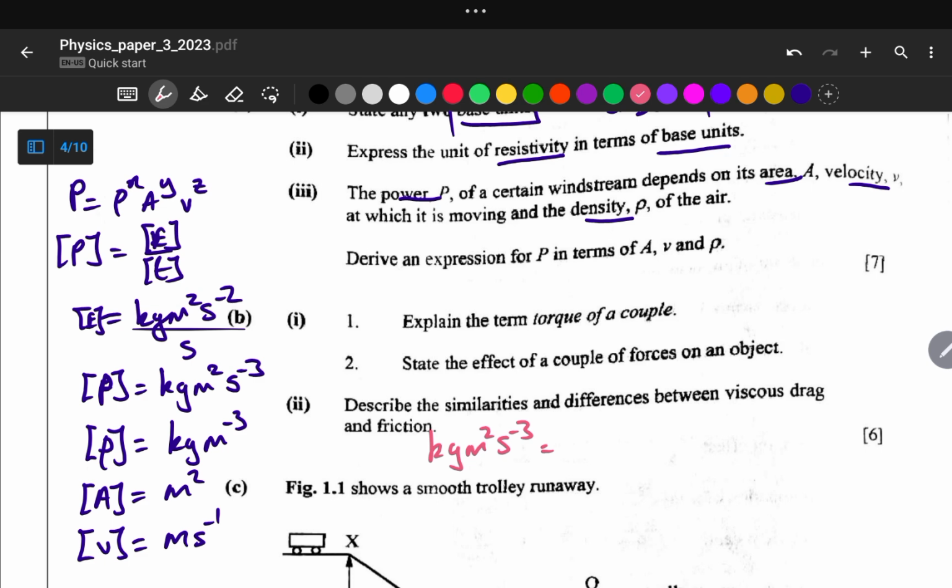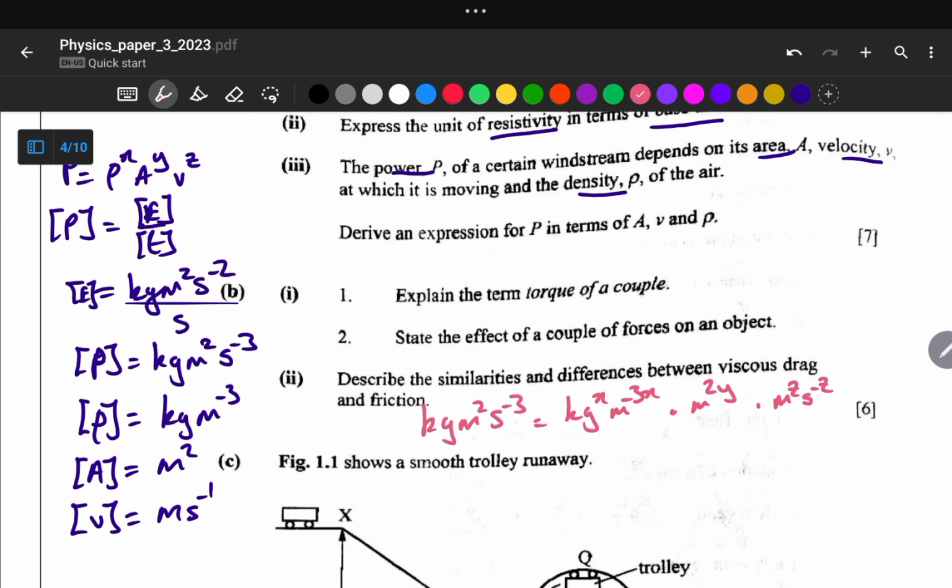density raised to the power x. So it's kg raised to the power x, meters raised to the power -3x, multiplied by the base units of A, so it's square meter, so it's m raised to the power 2y. The base units of V is meters raised to the power z, and second raised to the power -z. So we now equate the indices: kg raised to the power x is equal to kg raised to the power 1. Therefore, x is equal to 1.